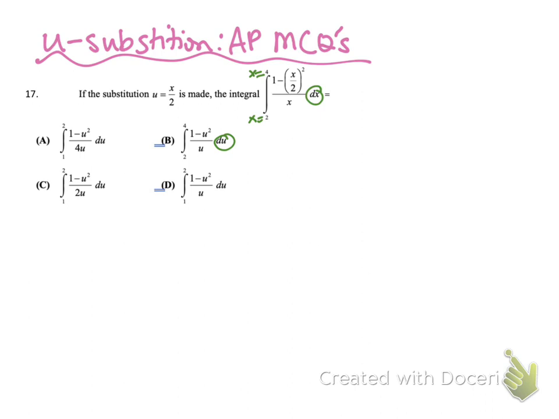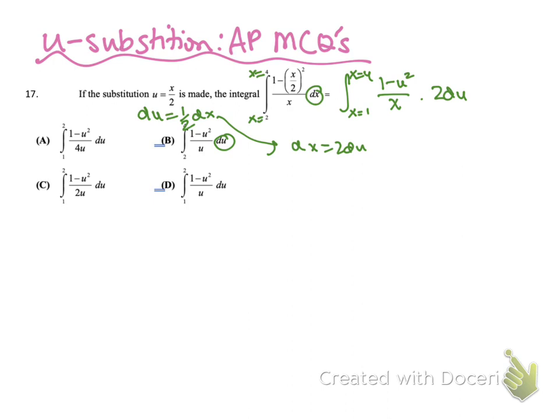So if you plug in u equals x over 2, you get 1 over 1 minus u squared over x. And then I'm going to find my dx by doing du equals 1/2 dx, which gives me dx is 2 du. So then I'm going to multiply by 2.